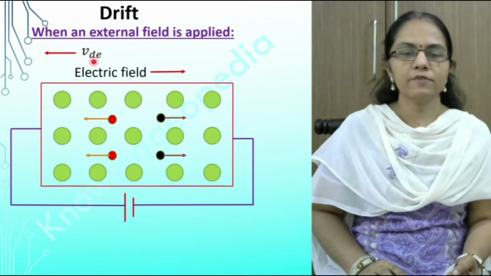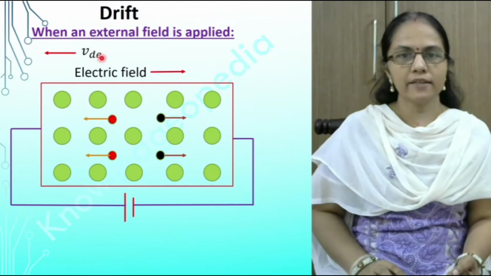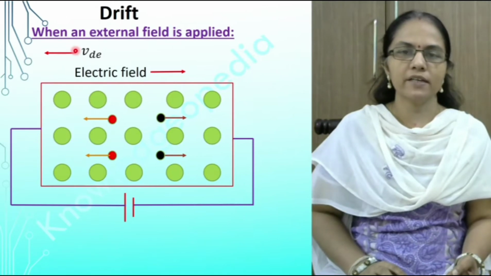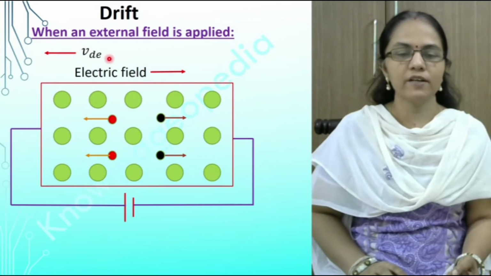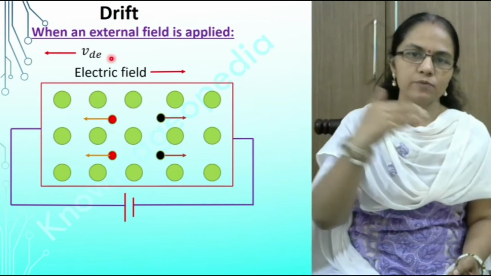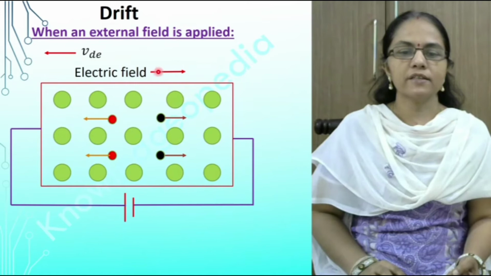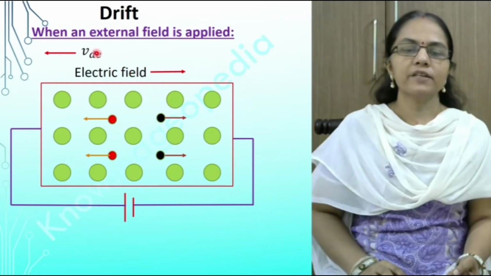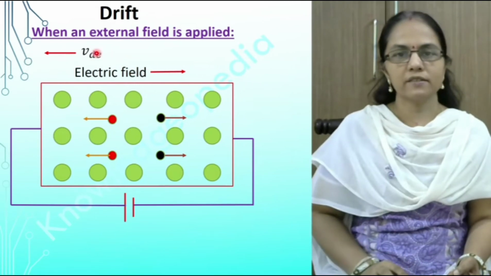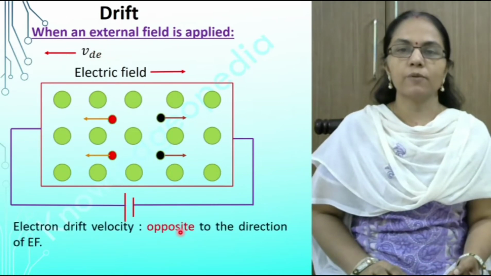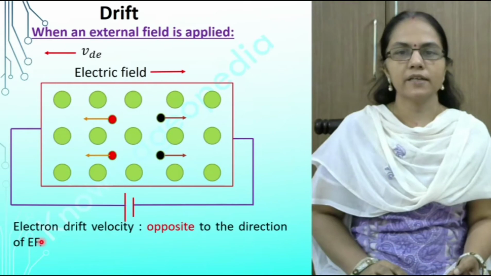This is the drift velocity Vd, and E shows that this is for electrons. So VdE is the drift velocity acquired by the electrons due to the applied electric field, and we have seen that the electrons move opposite to the applied electric field, and hence if this is the direction of the electric field, VdE is in the opposite direction to that of the electric field. Electron drift velocity is opposite to the direction of the electric field.